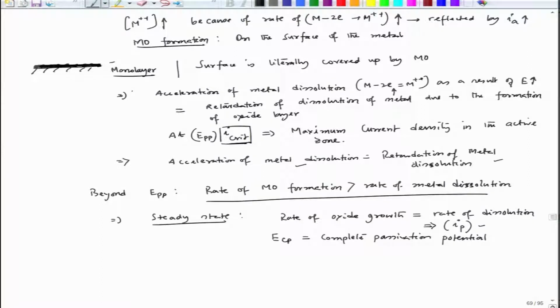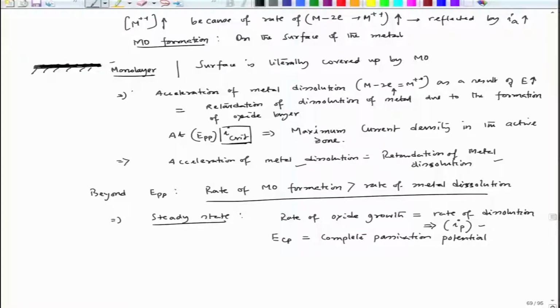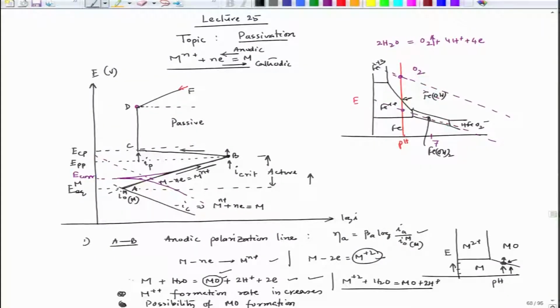Now, what happens? At I critical, the retardation of metal dissolution due to the metal oxide formation is equal to the acceleration of metal dissolution due to the anodic polarization. After that, since we have already covered up the surface, the metal oxide amount is increasing, so it is covering up completely. The metal oxide grows because of the reaction of metal ion with the environment, these two reactions, this is one reaction, this is another reaction.